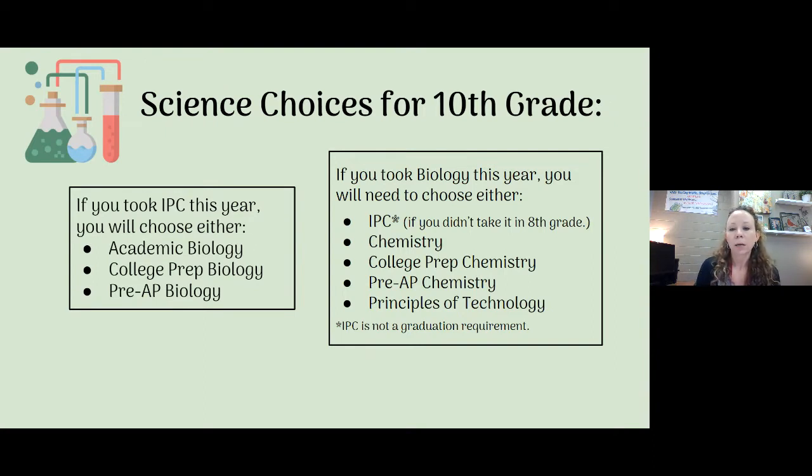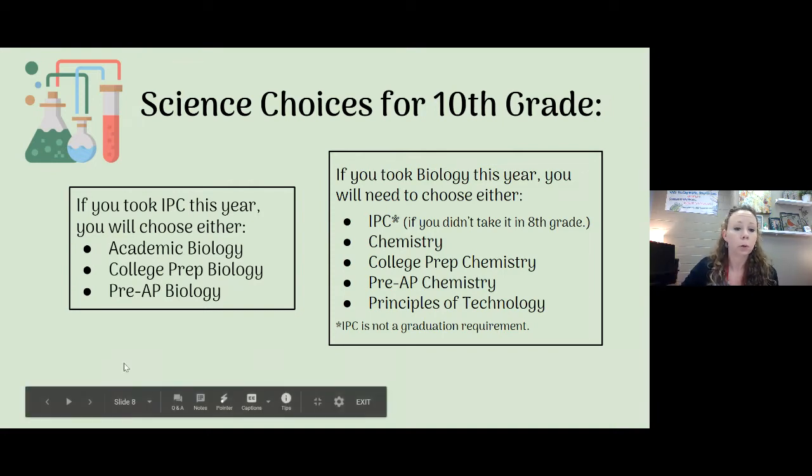So to graduate from high school for science, biology is the one requirement for sure. And then after that, you can either choose chemistry or principles of technology. And then after that class, you would have lots more options later. We will go through that next school year when we have our next course selection presentation.